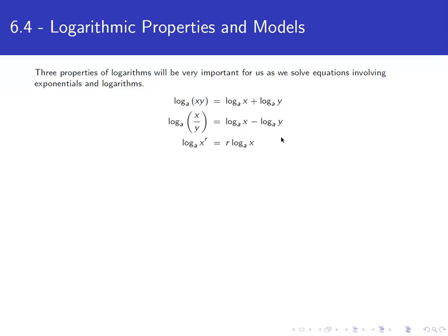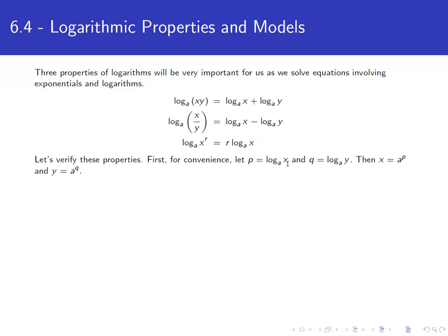The third one says log base a of x to the r power is the same thing as r times log base a of x. And again, if log base a of x is giving you an exponent, all this is saying is that if you raise something with an exponent to another exponent, you multiply the exponents together. So these are basically your laws of exponents just written in logarithmic form. Let's verify that these are true.